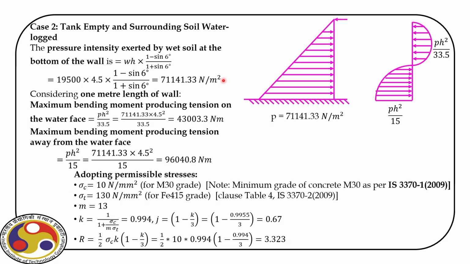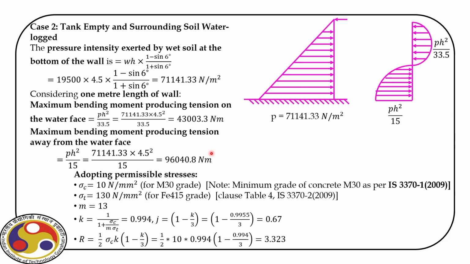Then again, we consider 1 meter of wall, and we find out the maximum bending moment producing tension on the water face. In this case, it is 43,003.3 Newton meter, and then the maximum bending moment producing tension away from the water face, which is pH square by 15, is 96,040.8 Newton meter.